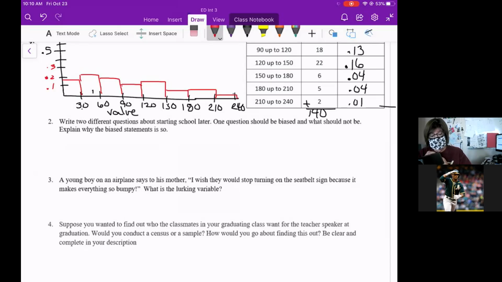Cassidy? So for bias, I put, I don't know if this is right, but that's okay. Do you prefer starting school earlier so you get more time to sleep in? I like that. And then non-biased would be, do you prefer starting school later or earlier? Okay, so the first one you said is a biased question. And why is it biased? Because you're talking about sleeping in, something that they may enjoy. Remember, with bias, you're trying to get a feeling or some influence.